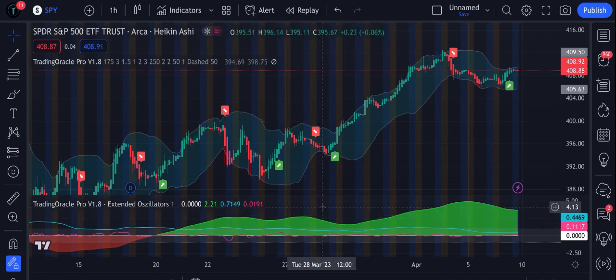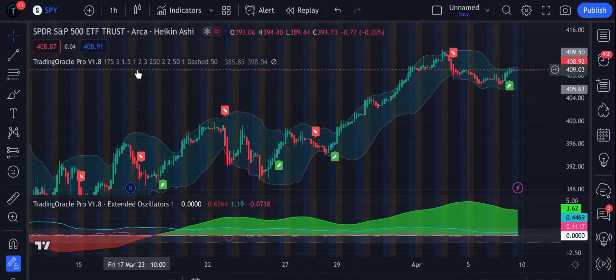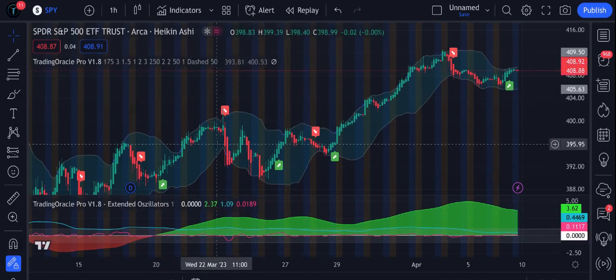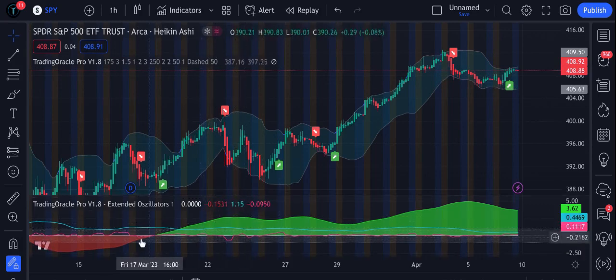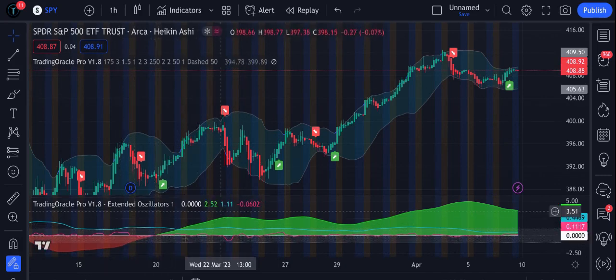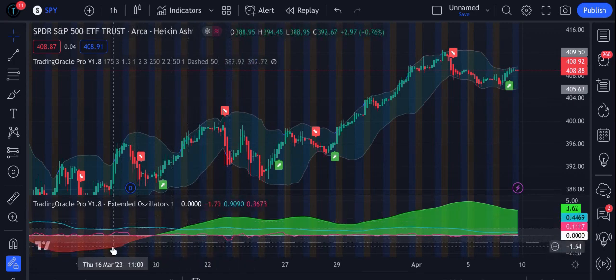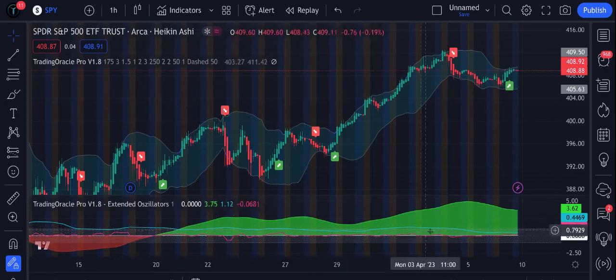A simple way to look at it is that the oscillator is made up of three parts. It has the VWAP, which we actually added to Trading Oracle on the chart, but that's actually been in the oscillator. So you've got the VWAP here, which is the pink line, and you have the red and green money flow indicator, showing money coming in and money going out. And then the blue Bollinger Band squeeze indicator.